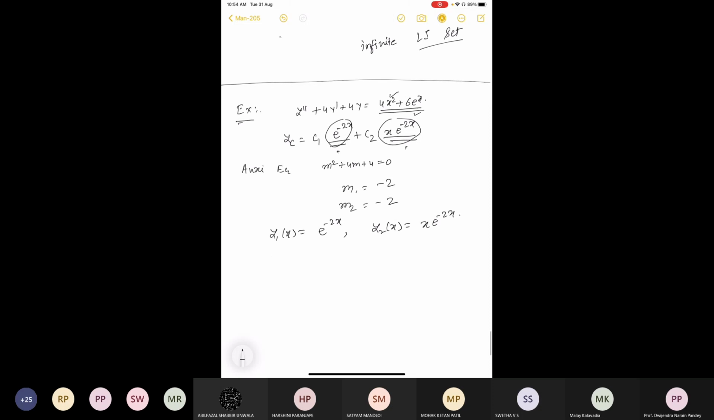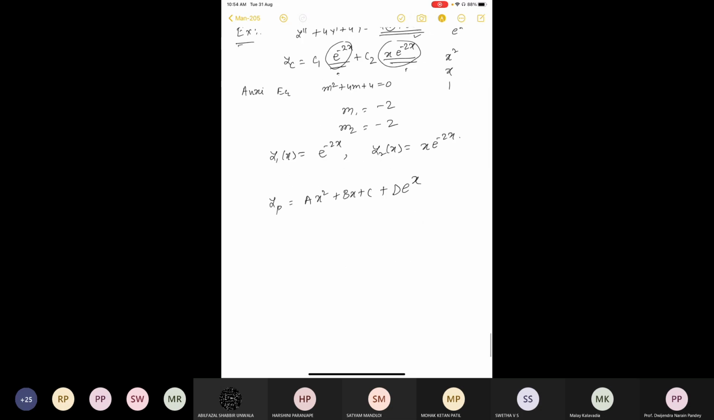So in this case, your yp will be what? yp will be the function itself and its linearly independent derivatives. Look at this term, x square, and its linearly independent derivatives. What are they? x square, x and 1. So we have ax square plus bx plus c. Look at e to the power x. Its linearly independent derivative is itself, so we can write d e to the power x. So this is your possible solution.